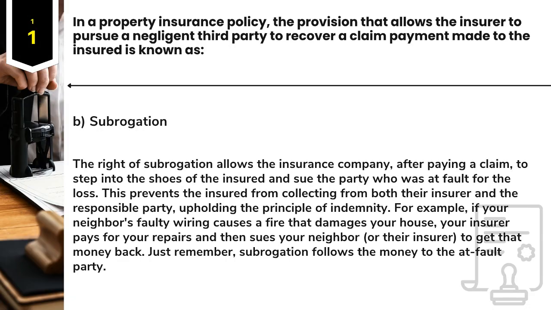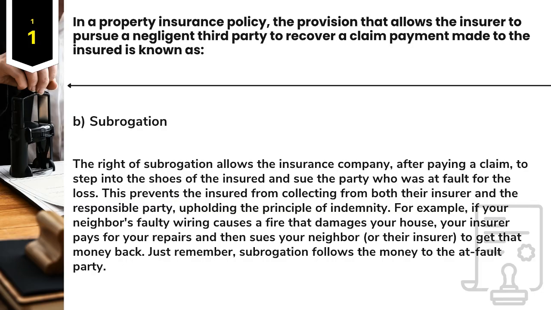Answer: B. Subrogation. The right of subrogation allows the insurance company, after paying a claim, to step into the shoes of the insured and sue the party who was at fault for the loss. This prevents the insured from collecting from both their insurer and the responsible party, upholding the principle of indemnity.